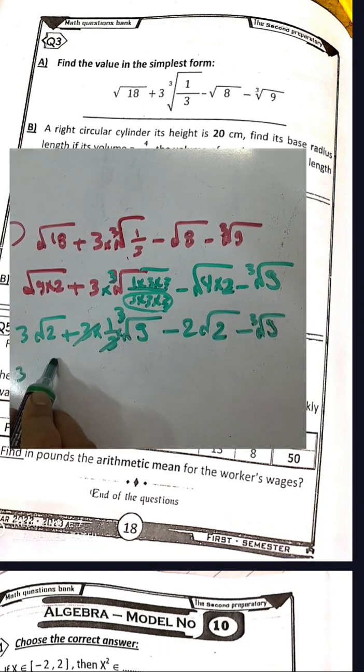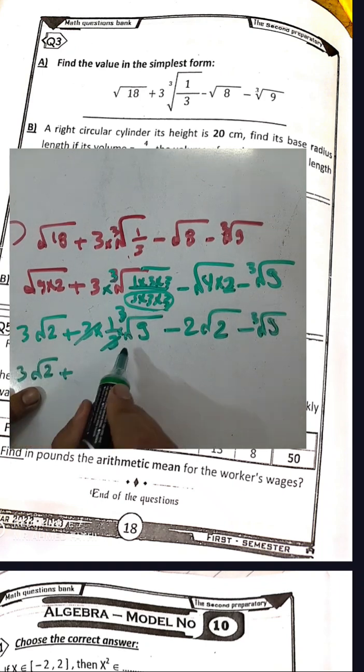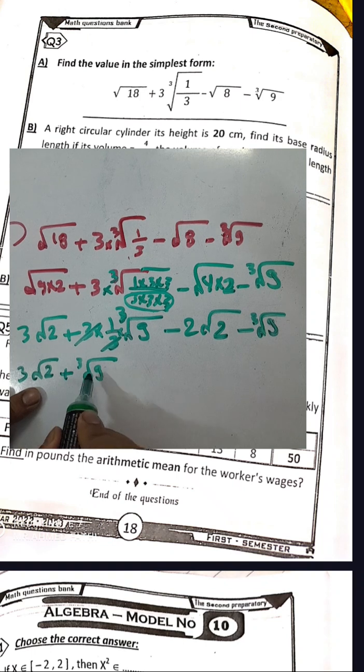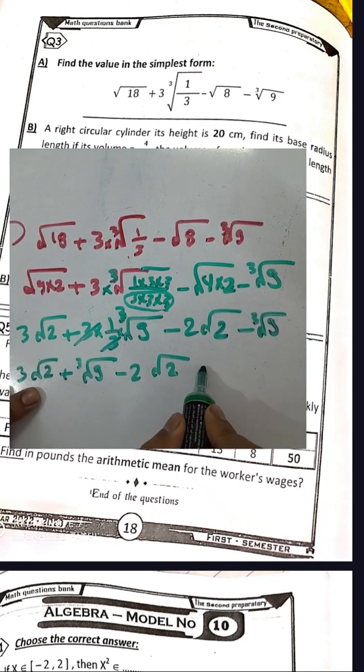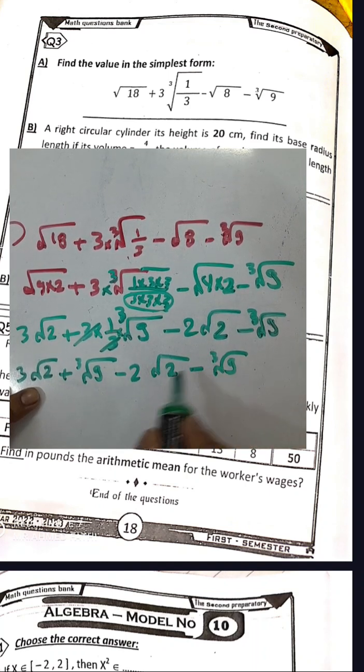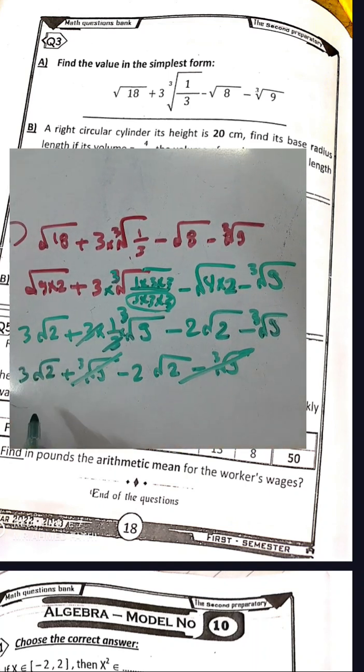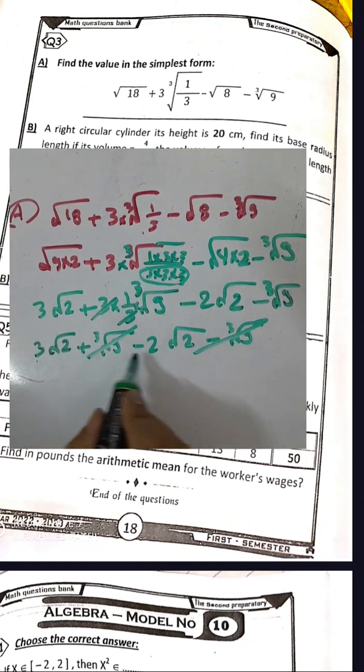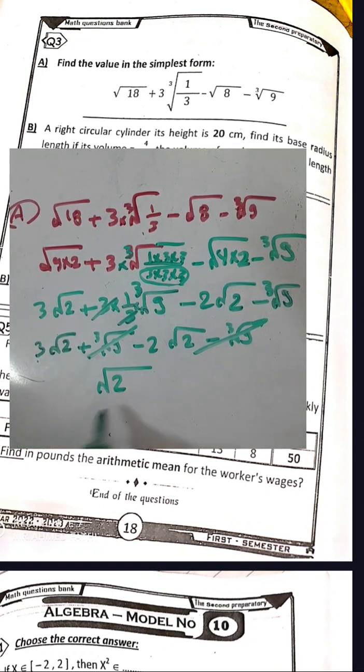Then the result will be 3 square root of 2 plus cubic root of 9, subtract 2 square root of 2, subtract cubic root of 9. You can cancel them. And 3 minus 2 will be 1. 1 times root 2 equals root 2. The result will be root 2.